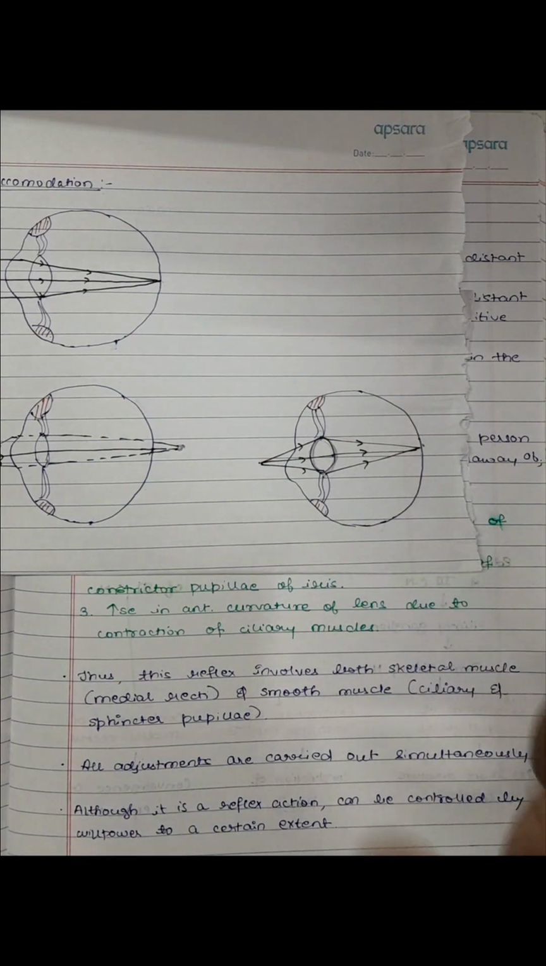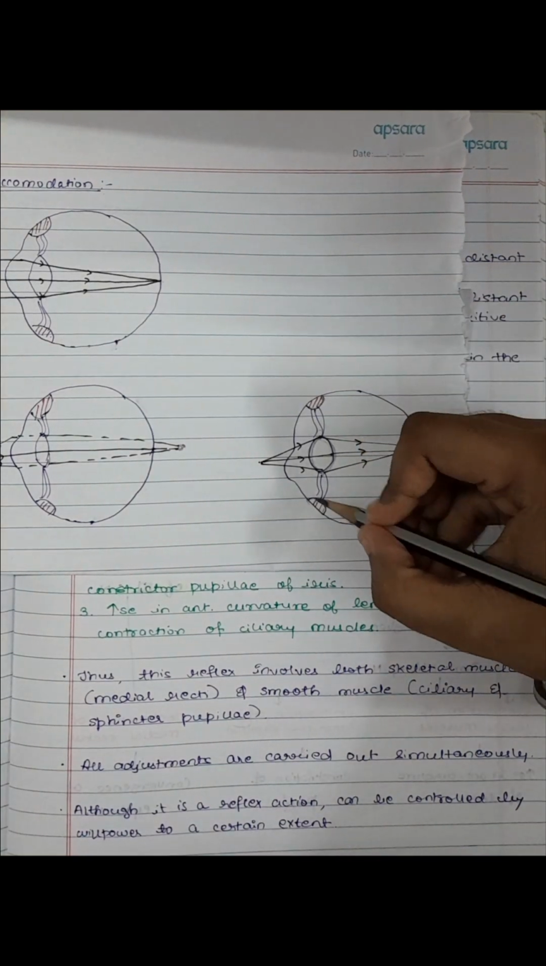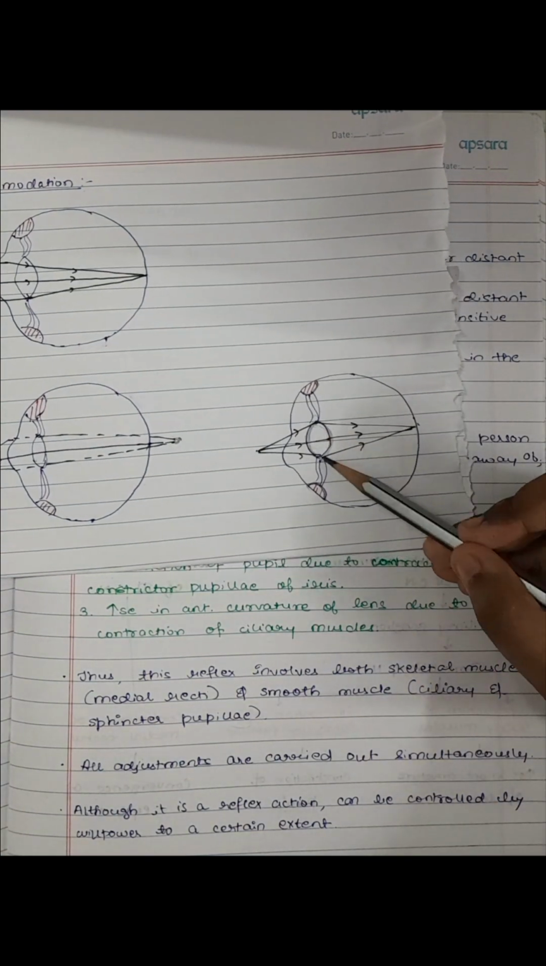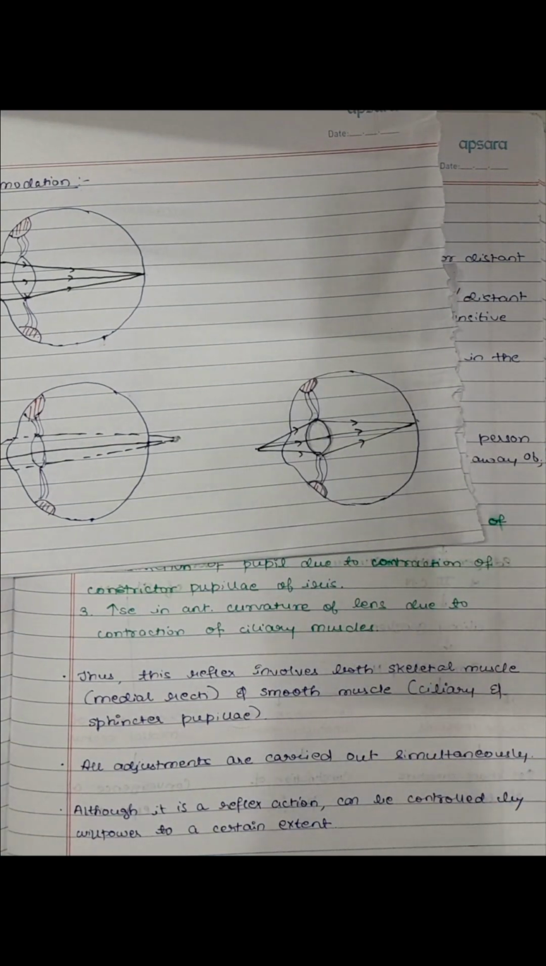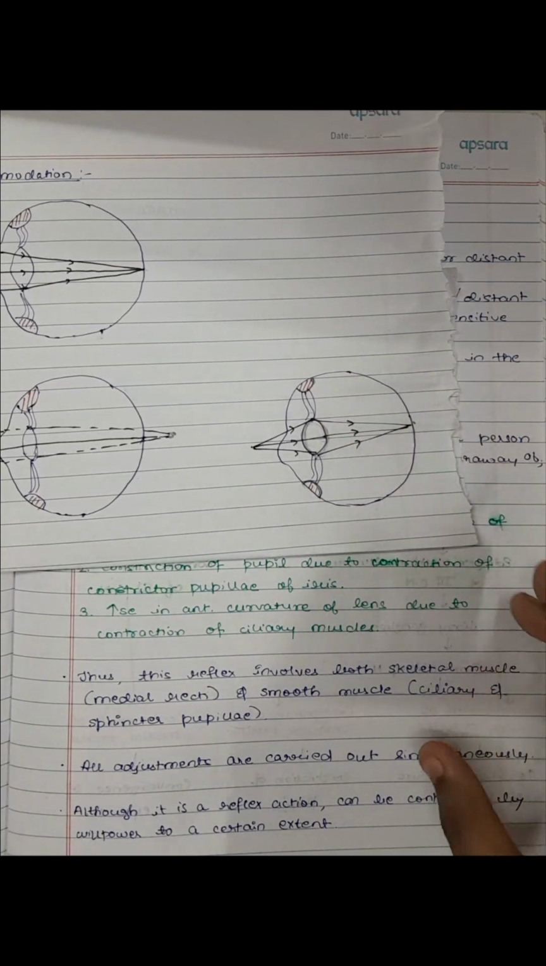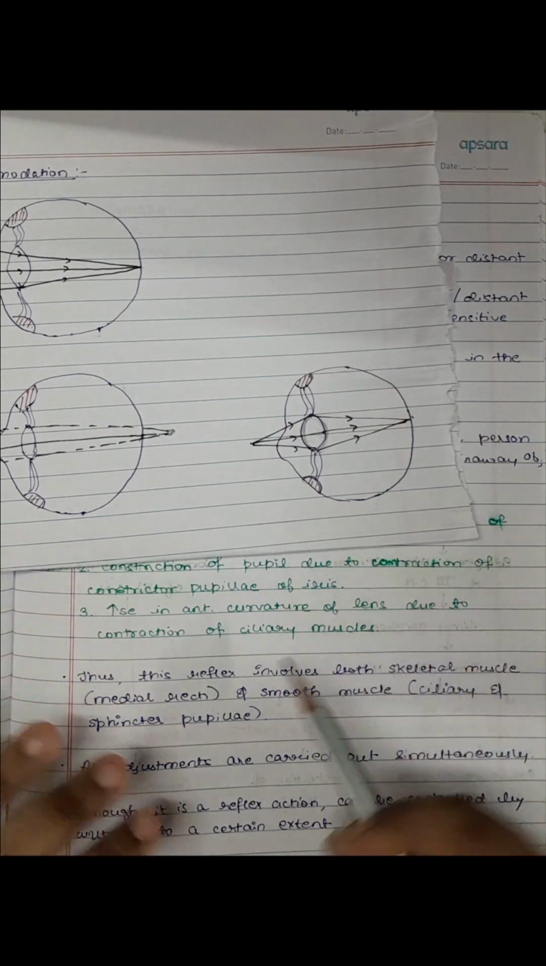Thicker lens means more curvature of the lens. So these are basically the ciliary muscles. Okay, remember, these are the ciliary muscles. So an increase in the anterior curvature of the lens, that is more thickening of the lens, will help in the accommodation reflex. It will help you focus the image. That's what we're talking about.